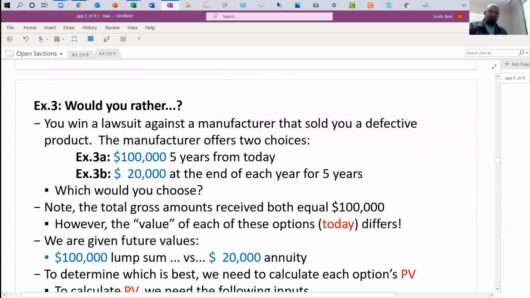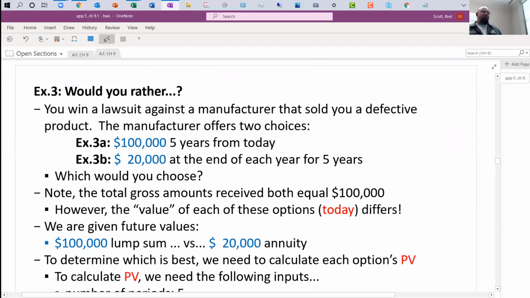So this is usually where I enter into my favorite part of the lecture. What would you rather have? Okay. Assume that we win a lawsuit and we had 2 different options to get paid out $100,000. The manufacturer says, look, I can pay you $100,000 in 5 years from today. I don't have it right now, but I can pay you in 5 years the full $100,000. And the other option is the manufacturer comes back and says, or I can pay you $20,000 each year for 5 years. Which one would you rather take?